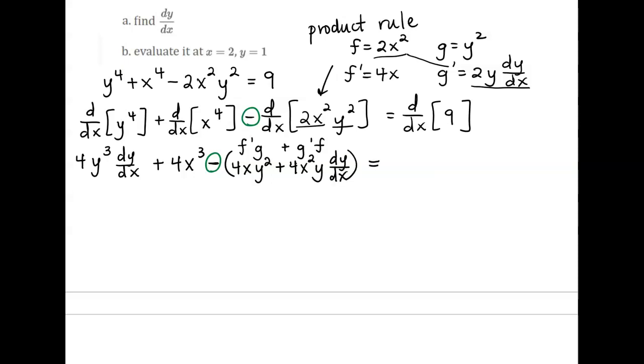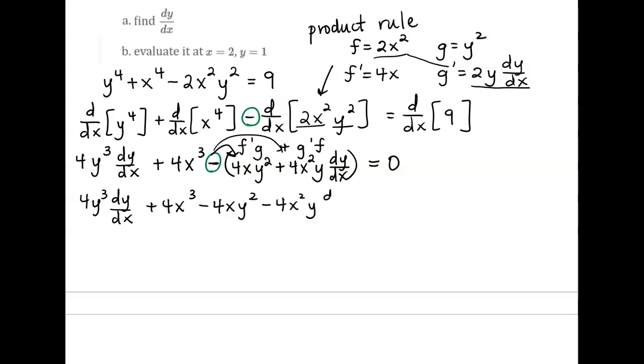On the other side of the equation, the derivative of 9 is simply 0. So now I'm going to distribute this negative in, just do a little bit of algebra in here. I'll bring down everything that we already had. We now have a negative 4x y squared and a negative 4x squared y dy/dx, and that's equal to 0.